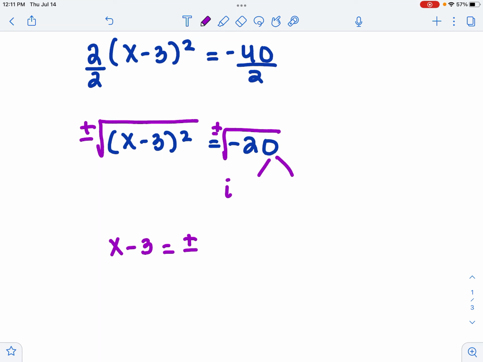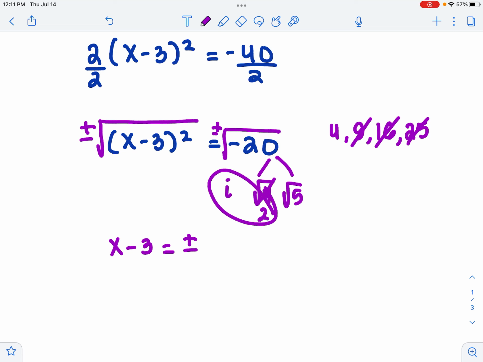And then I can simplify the root 20. All right, my list of perfect squares, once again, 2 squared is 4, 3 squared is 9, 4 squared is 16, 5 squared is 25. I passed 20. 16 does not go into 20. 9 does not go into 20. 4 does. It goes in there 5 times. The square root of 4 is 2. So what you have here is 2i root 5.